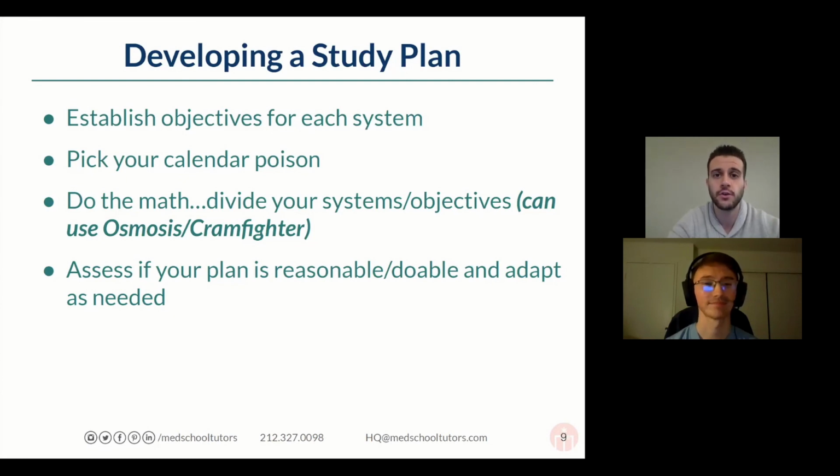So have clear goals for every individual day. Here's the number of questions. If I'm going to get this many questions done and I have this many days, then every day I need to do that number of questions divided by that number of days. And just do that. That has to be your goal.